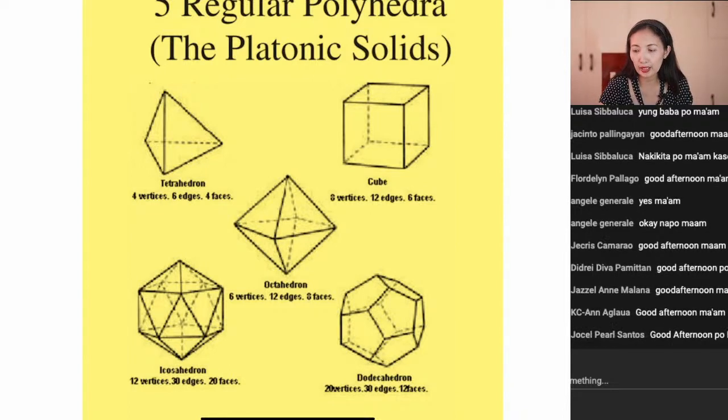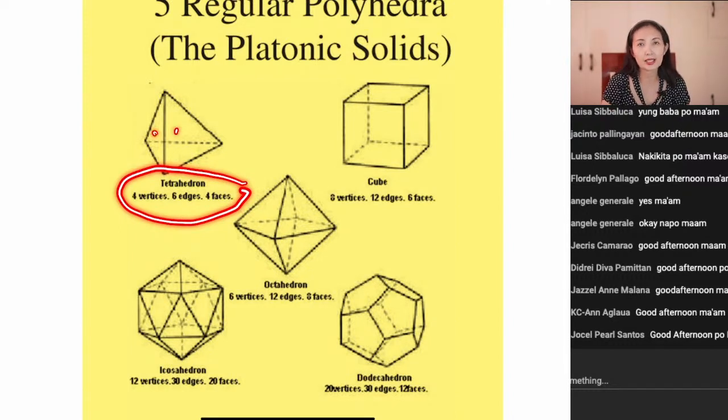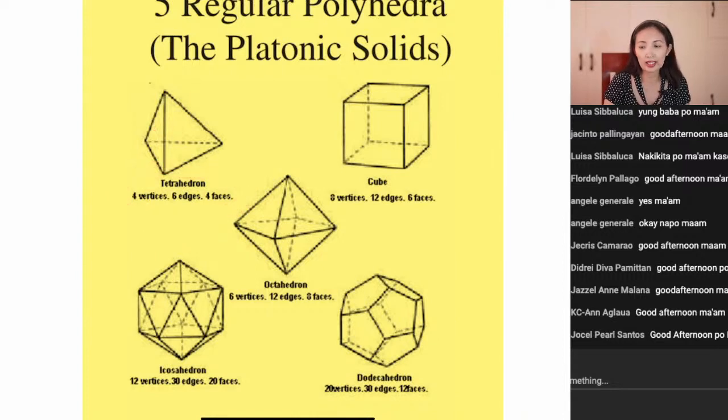So your tetrahedron is made up of how many triangles then? If it's a tetrahedron, 1, 2, 3, 4 triangles. So 4 equilateral triangles. With how many vertices? If you could imagine, 1, 2, 3, and the top, which is the 4th. So for a tetrahedron, there are 4 vertices. How many edges? 6 edges and 4 faces.